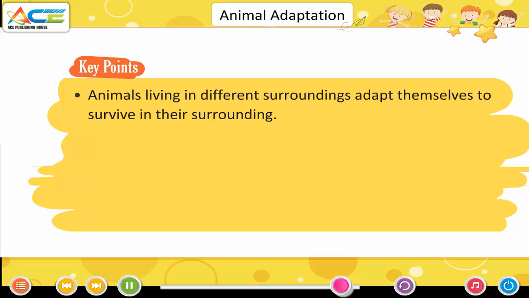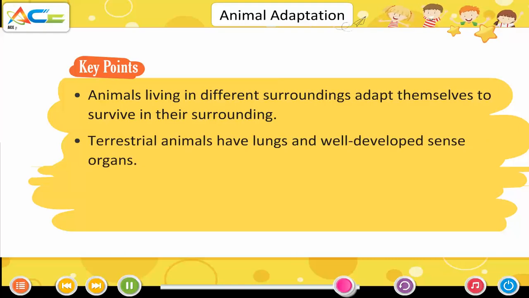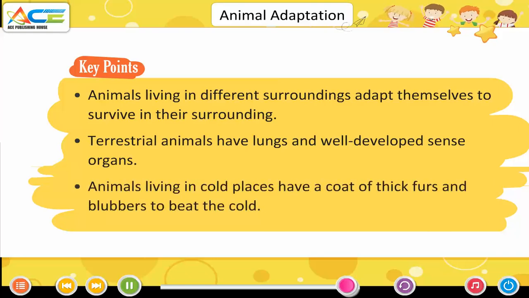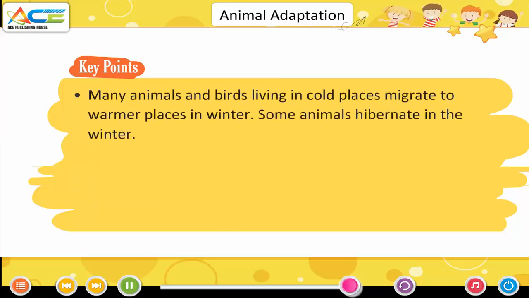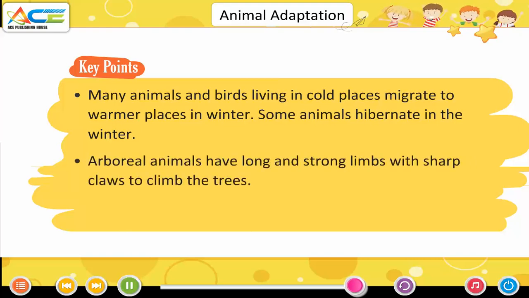Key points. Animals living in different surroundings adapt themselves to survive in their surroundings. Terrestrial animals have lungs and well-developed sense organs. Animals living in cold places have a coat of thick furs and blubbers to beat the cold. Many animals and birds living in cold places migrate to warmer places in winter. Some animals hibernate in the winter.